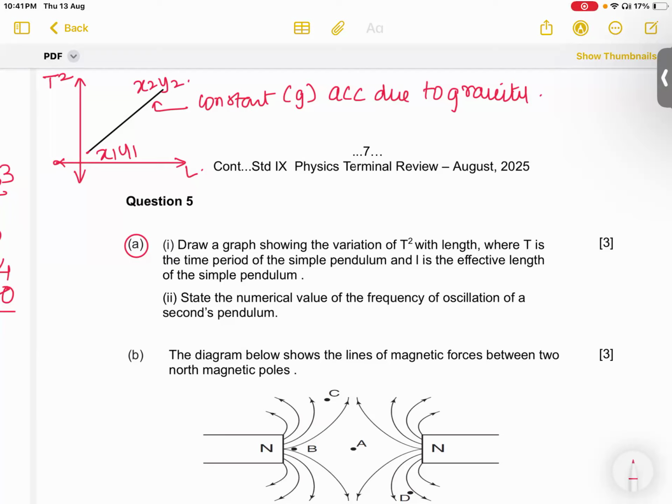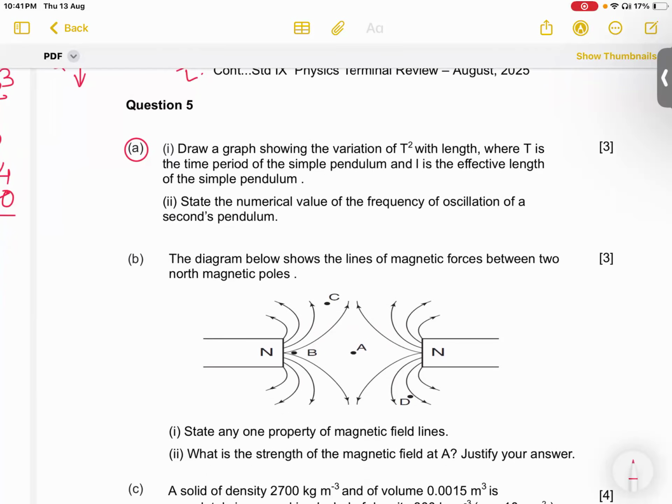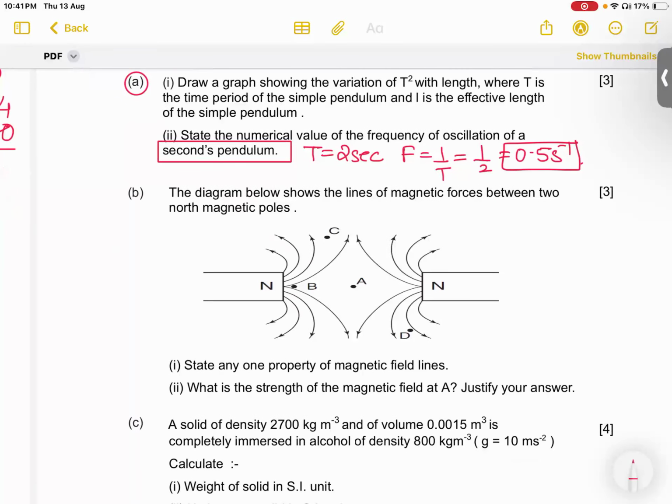Name the numerical value of the frequency of the oscillation for the seconds pendulum. So when I talk about the seconds pendulum, students, we can write here, for the seconds pendulum, the time is 2 seconds. So frequency is 1 upon T, which is 1 upon 2, that is 0.5 seconds raised to minus 1. Okay, this is clear, guys. Let us take the next part.